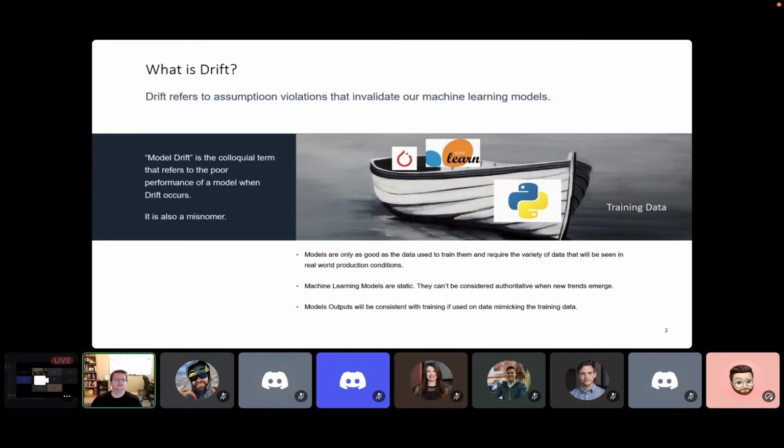Drift itself is just kind of this umbrella term that we use to refer to when some sort of assumption that we made in building our machine learning model has been violated, and it's causing our machine learning model to misbehave in some way, right? Most often you'll hear it referred to as model drift, but I want to be really clear that that term, which implies that something has happened to the model, is a bit of a misnomer. The models haven't changed at all when you hear about drift.